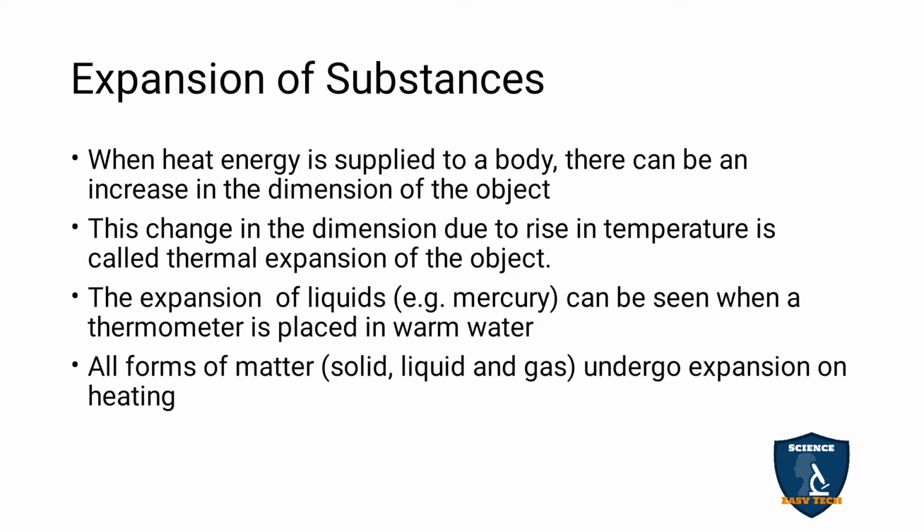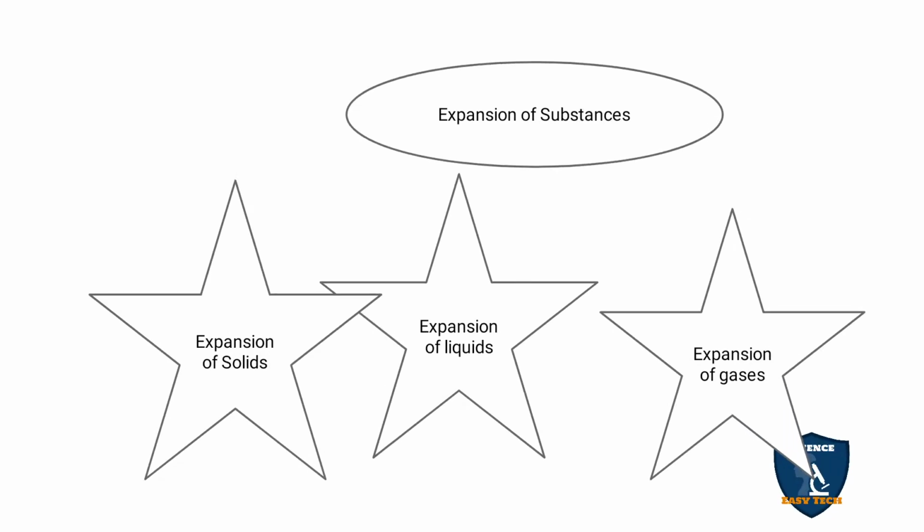All forms of matter undergo expansion on heating. So what is matter? Matter can be a solid, liquid or gas. If all these are heated, they also show expansion. So expansion of substance can be determined in three ways: expansion of solids, expansion of liquids and expansion of gases.